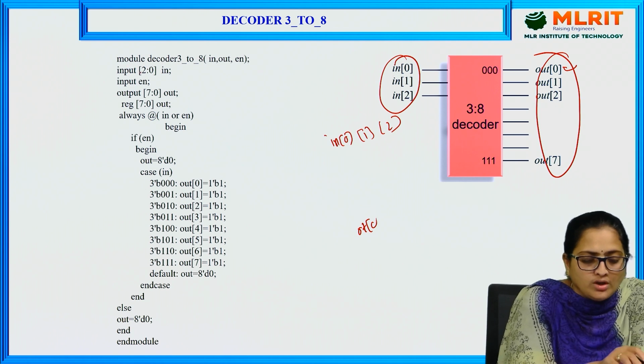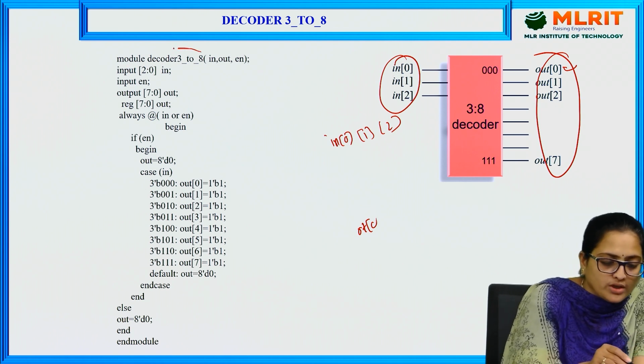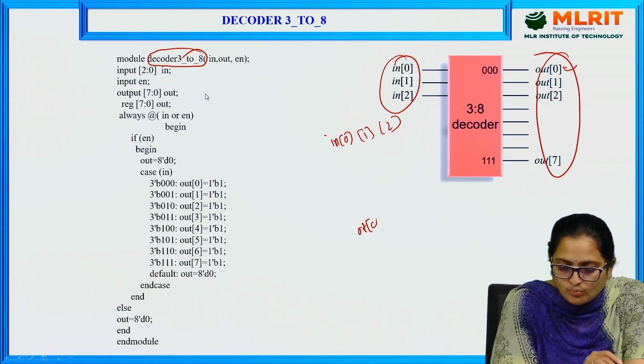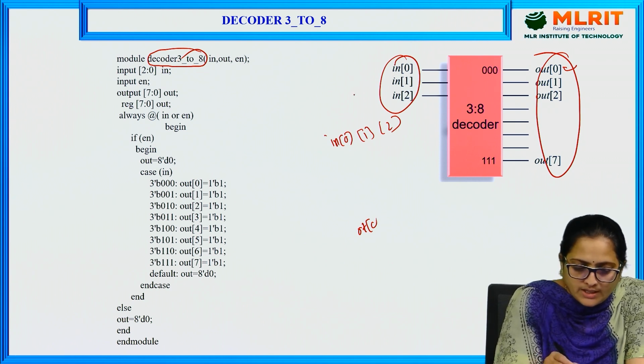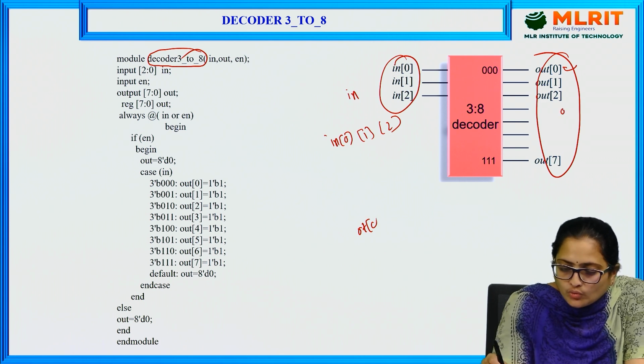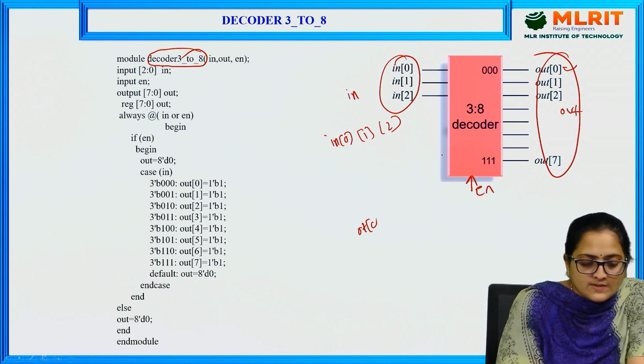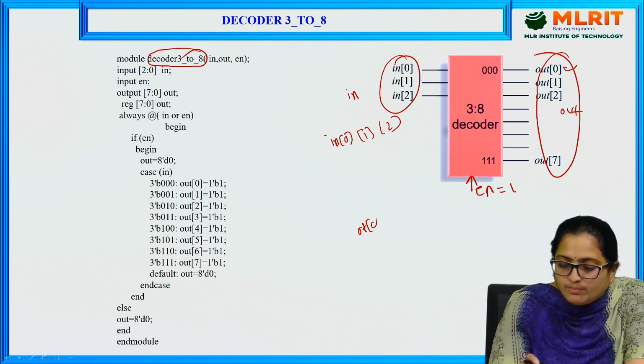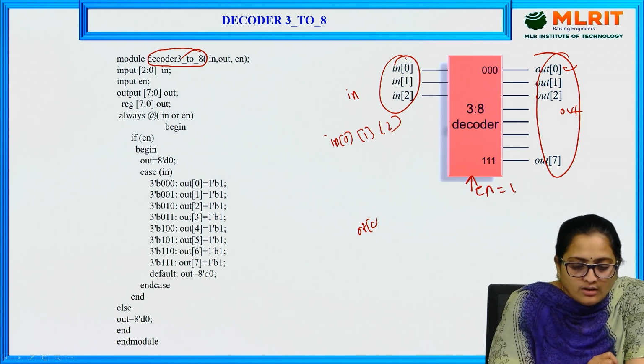See, the module name is given as decoder 3 to 8. This is the module name, and this module consists of inputs and outputs. IN is the input and OUT is the output. If you want, you can use the enable pin also. Here in this Verilog code, I use an enable pin. So if the enable pin is 1, then only it performs the decoder function.